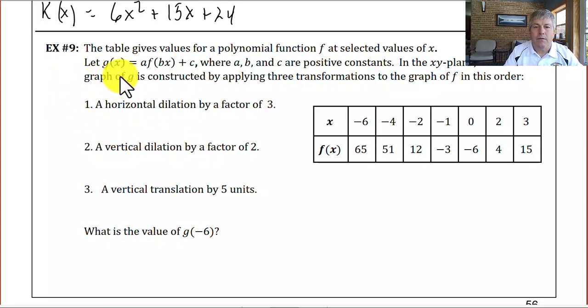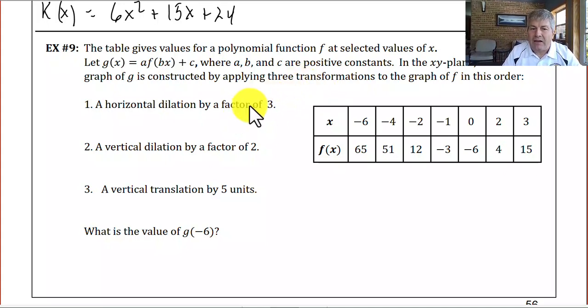In sample 9, we're going to go ahead and apply some transformations and figure out what our function might look like. So we're given some x's and y's here, and we're given g of x, and we want to find g of negative 6. But we're going to start by doing a horizontal dilation by a factor of 3. So horizontal dilation, if you think about it, it's going to stretch that graph horizontally. So we're not going to go up as high as quickly.